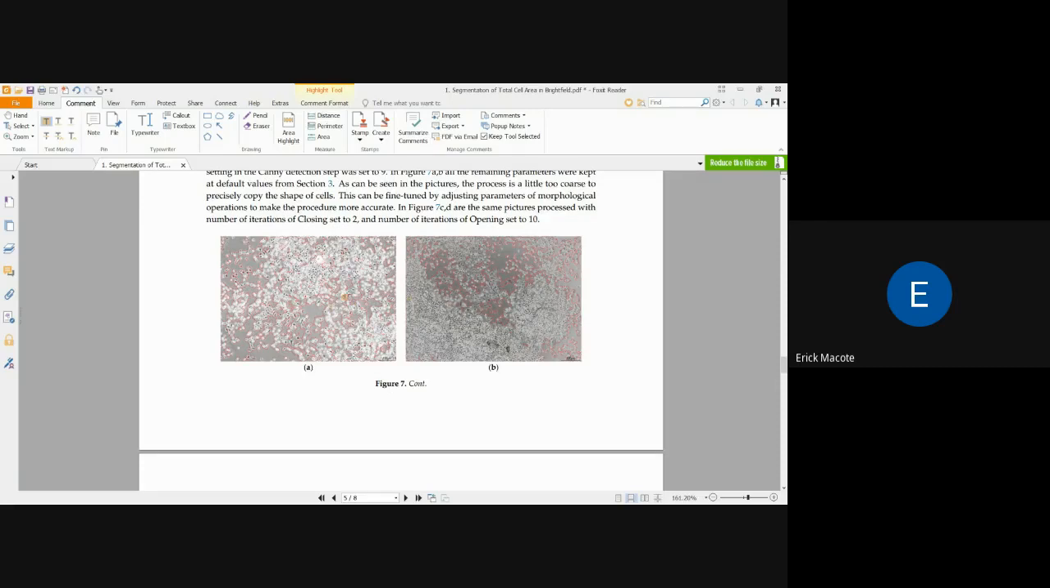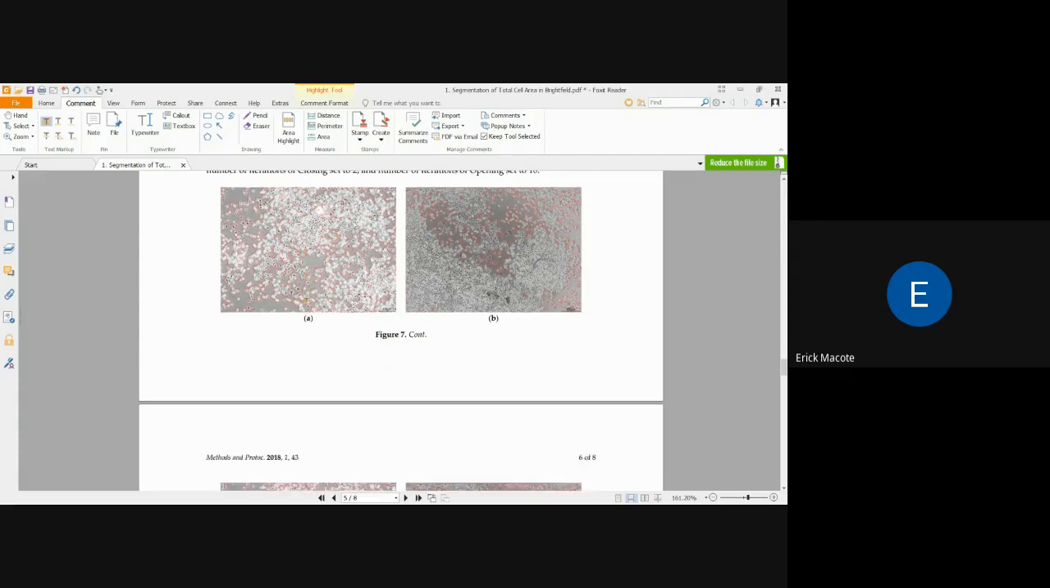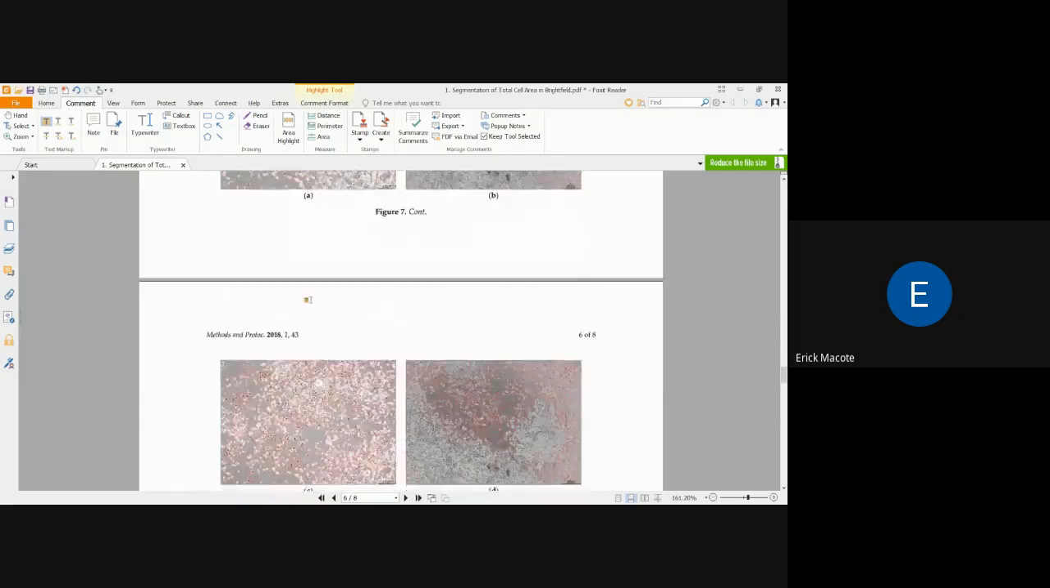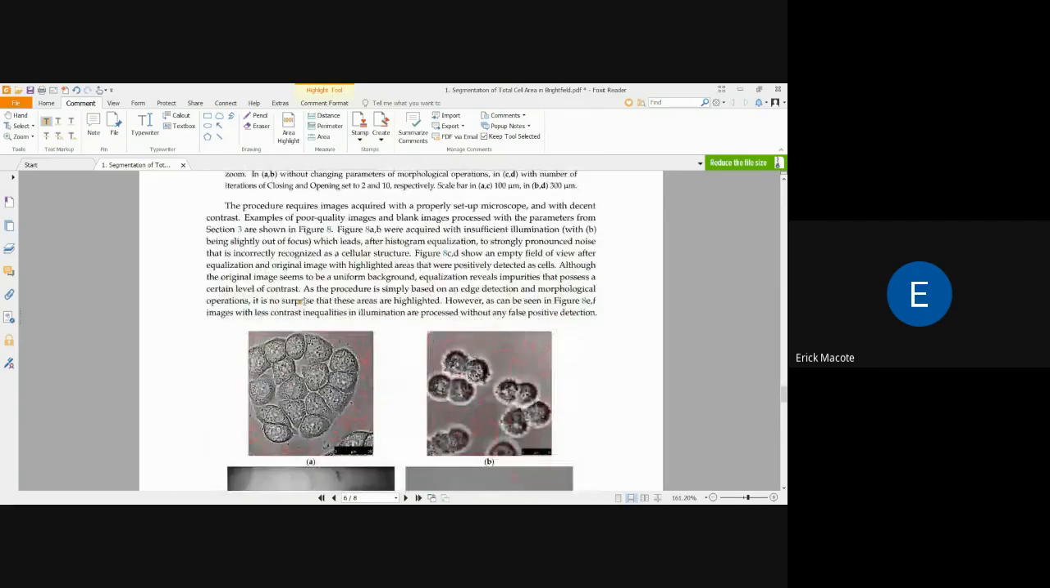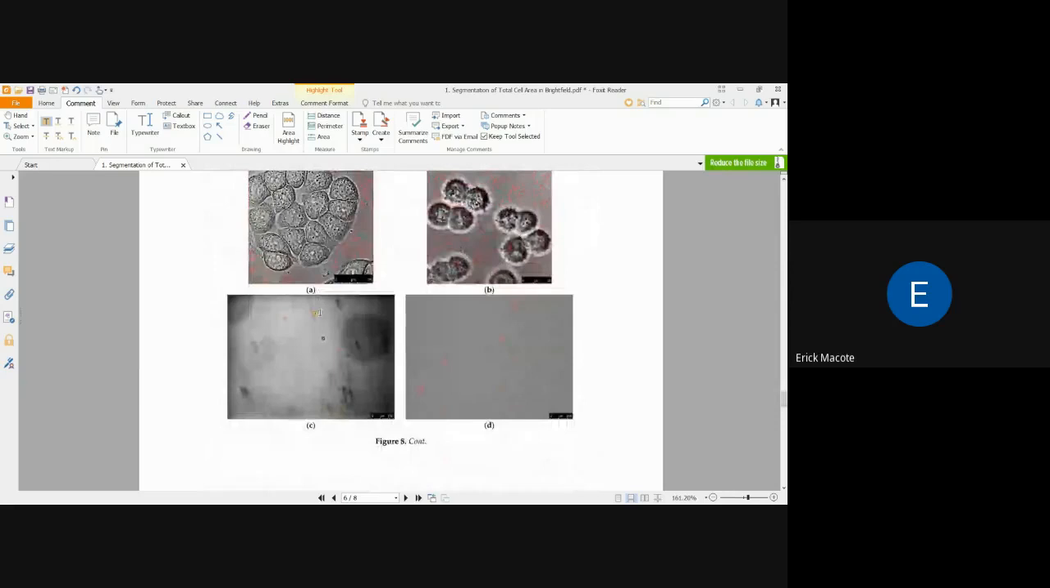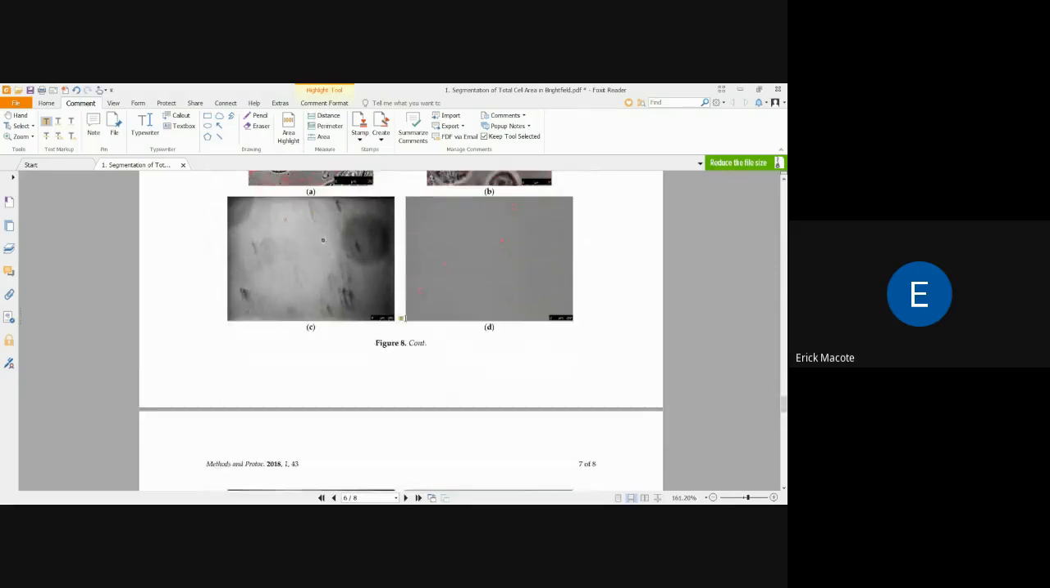In A and B, all the remaining parameters were kept at default values from section 3. As can be seen in the picture, the procedure is a little too rough to precisely copy the shapes of the cells. It should be noticed that the procedure requires images acquired with a properly set up microscope and with decent contrast. Examples of poor quality images are shown in Figure 8.